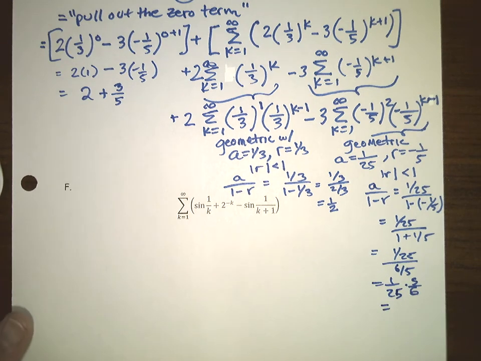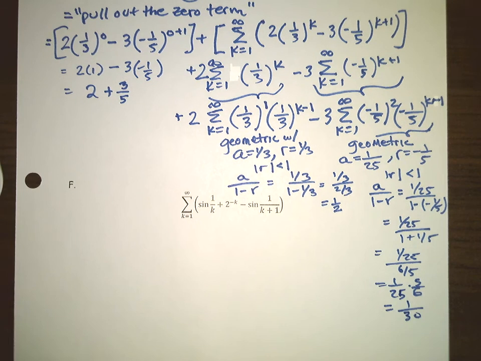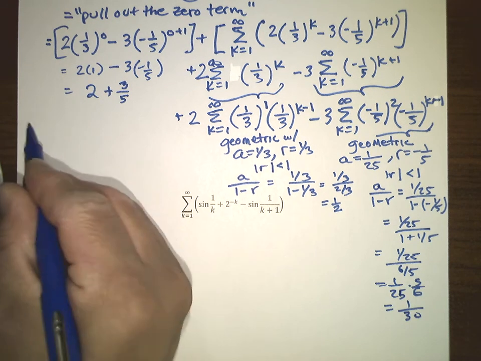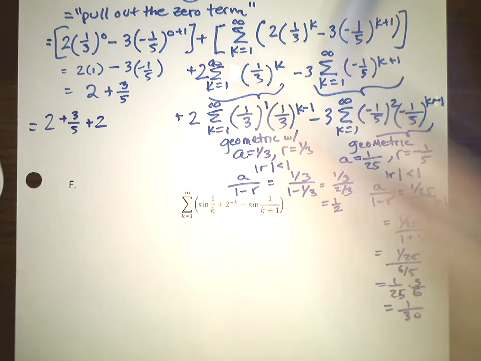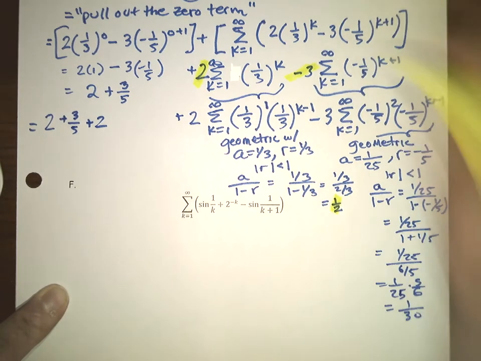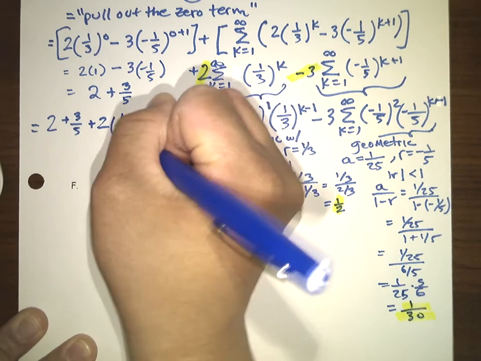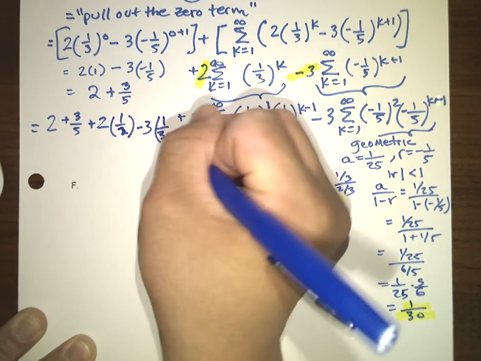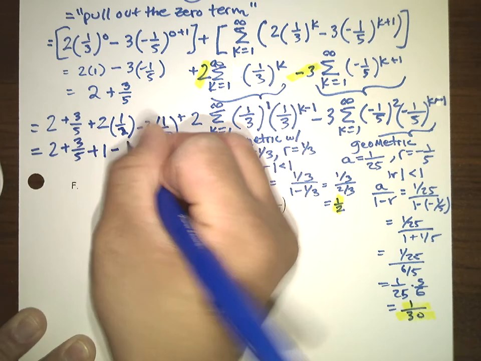So then if I go ahead and divide that out, I divide out the 5, so I have 1 over 5 times 6, so 1 over 30. So then if I combine all of this together, remember I had the 2 plus the 3/5 plus the 2 times a half, and then the minus 3 times the 1/30th. So we have 2 plus 3/5 plus 1 minus 1/10.